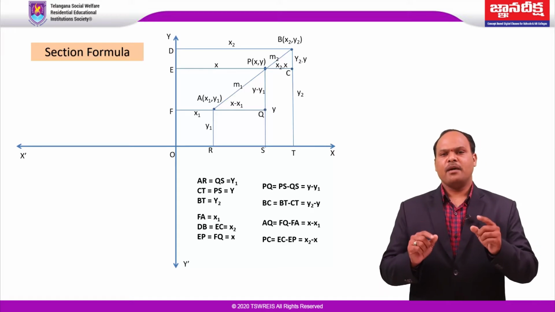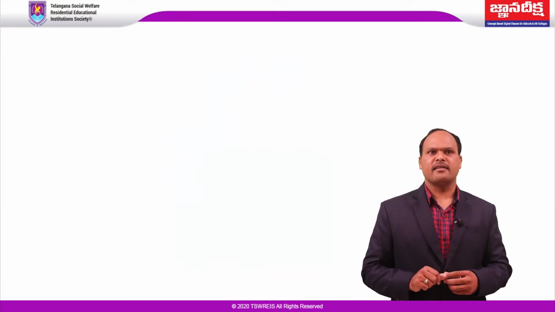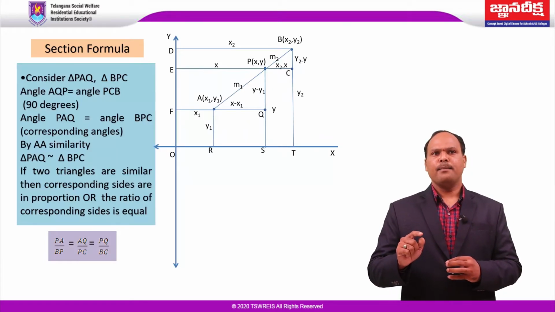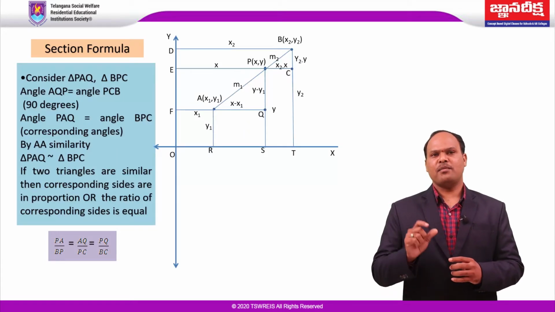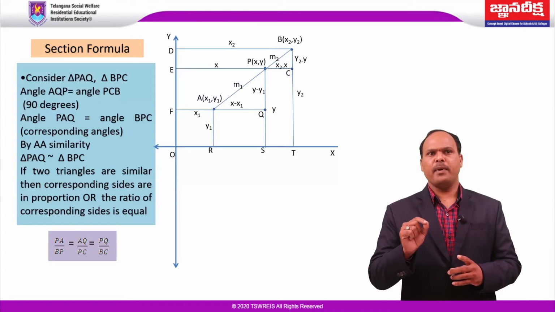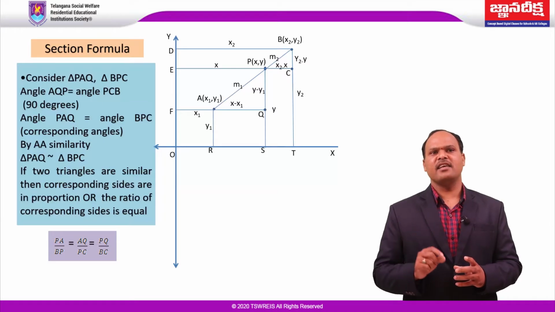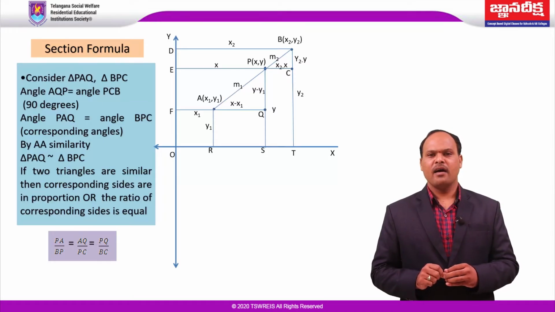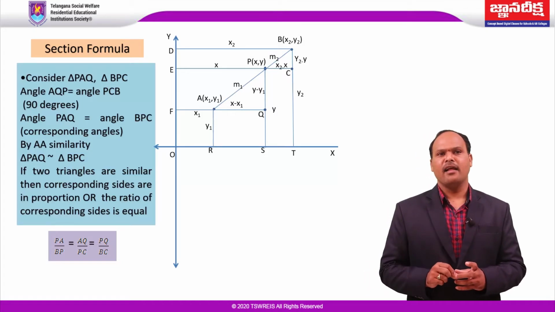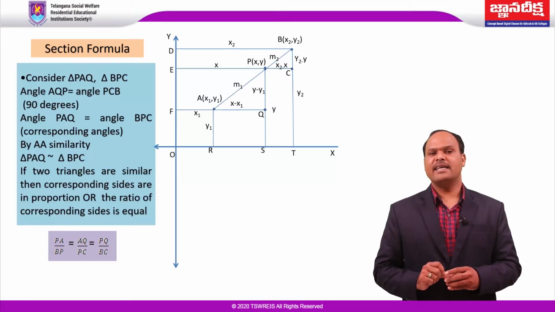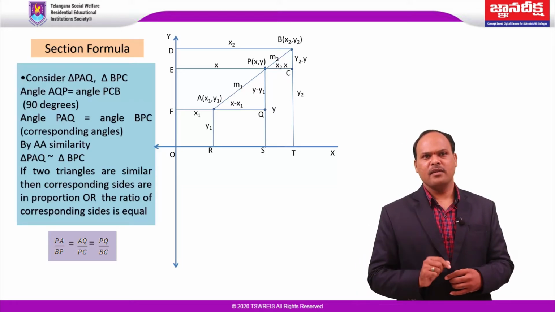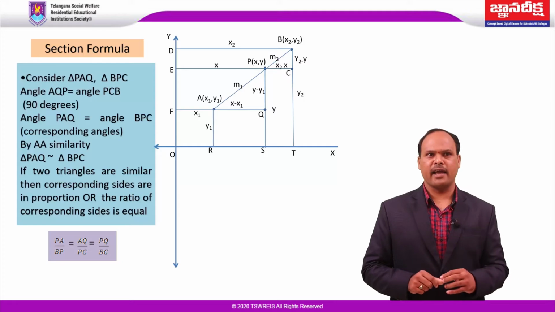Now, see the diagram. I need to consider here two triangles. They are triangle PAQ and triangle BPC. If you observe carefully these two triangles, we know that angle AQP is equal to angle PCB. Why? They are maintaining 90 degrees. Now another angle, angle PAQ is equal to angle BPC. Observe carefully, they are corresponding angles.